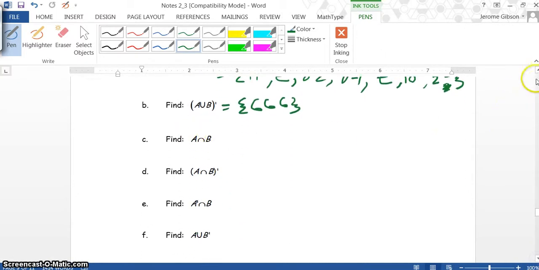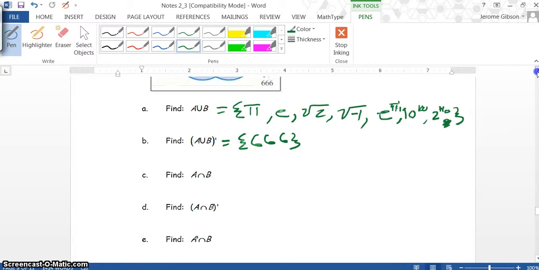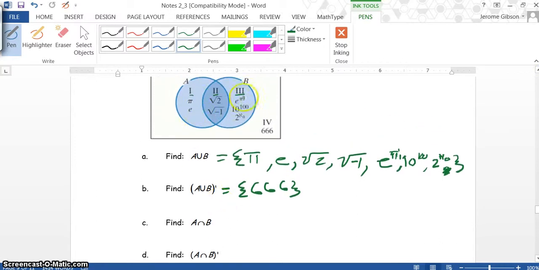Now we have A intersect B. Now let's go back here. The intersection of A and B is the square root of 2 and the square root of negative 1.